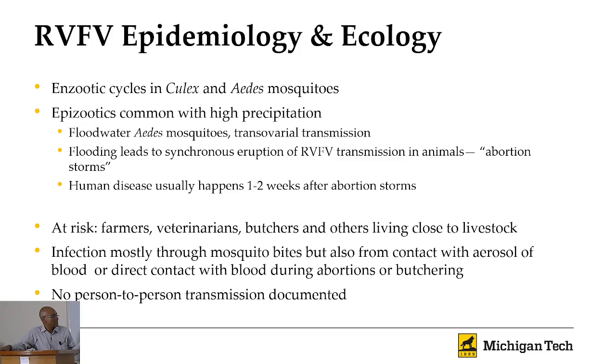The interesting thing is that no person-to-person transmission has been documented. It mostly comes from animals, as in the picture I've shown. Animal-to-human transmission happens very easily. Mosquito-to-human transmission happens very easily, but not human to human. If you touch blood when there is hemorrhage, those are the only cases.